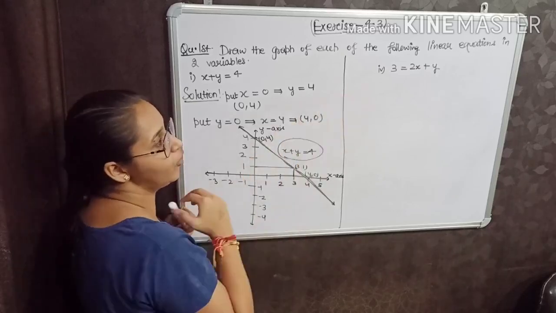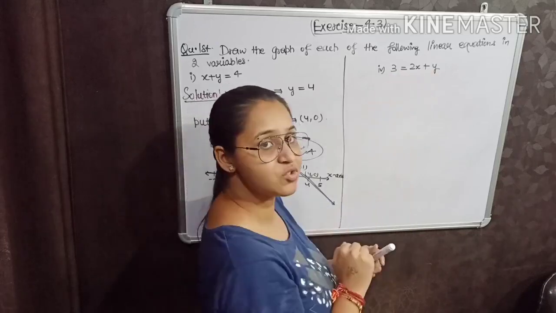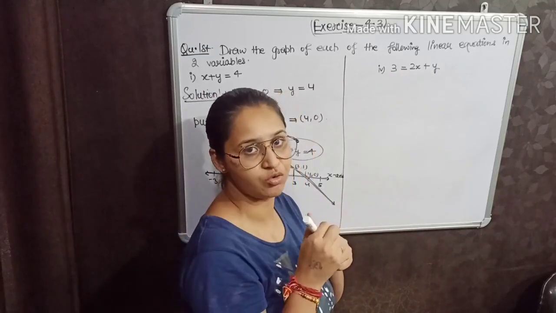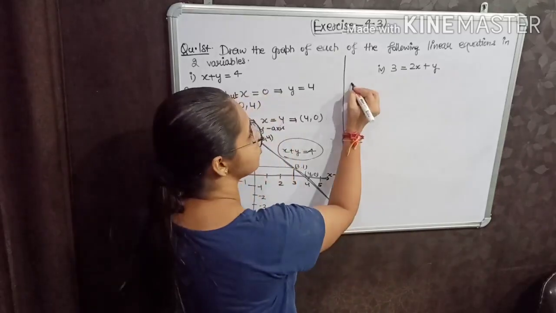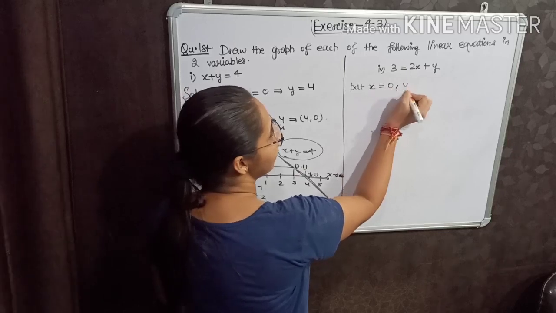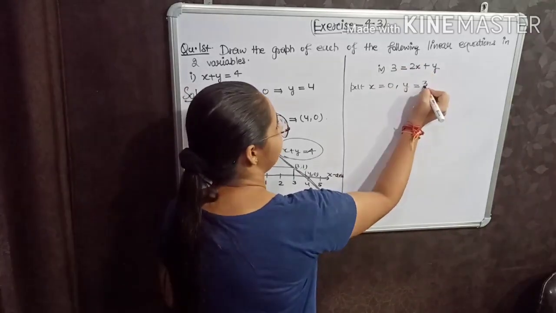Now come to fourth part. Fourth part is 3 is equal to 2x plus y. So first step is we will put y is equal to 0 or x is equal to 0. If I put x is equal to 0, then y will be 3.